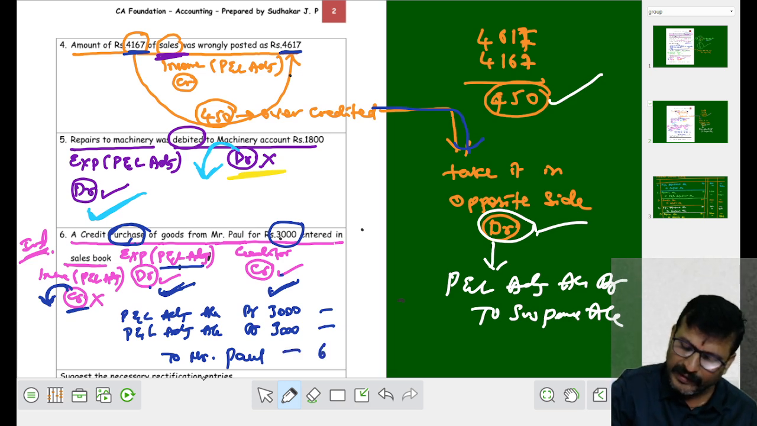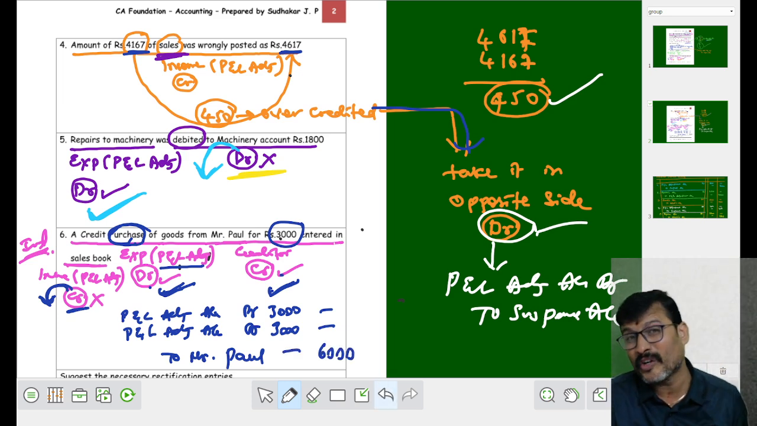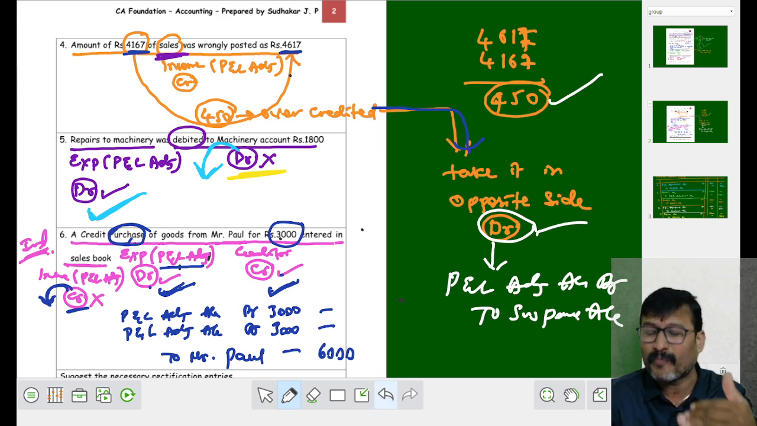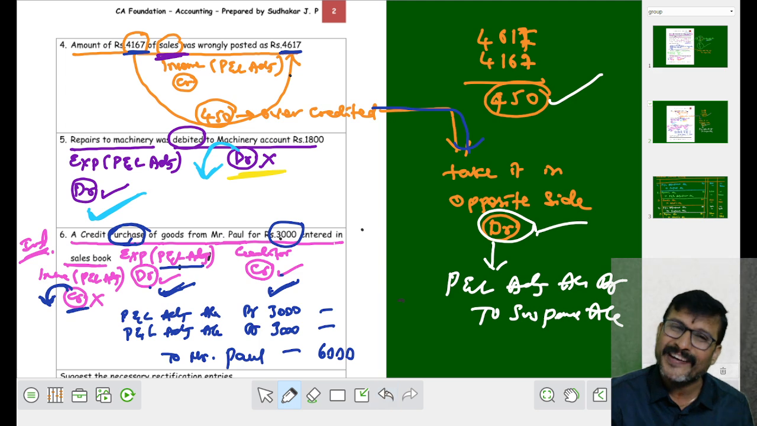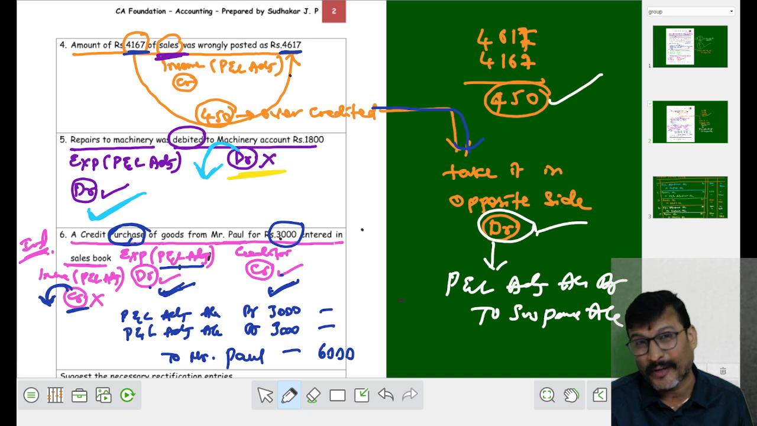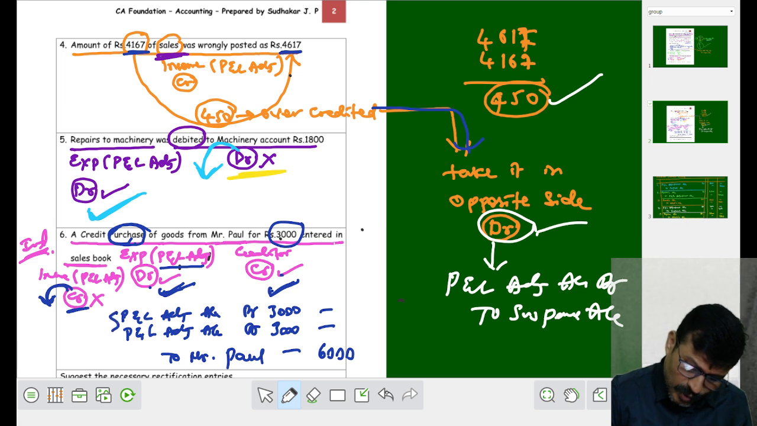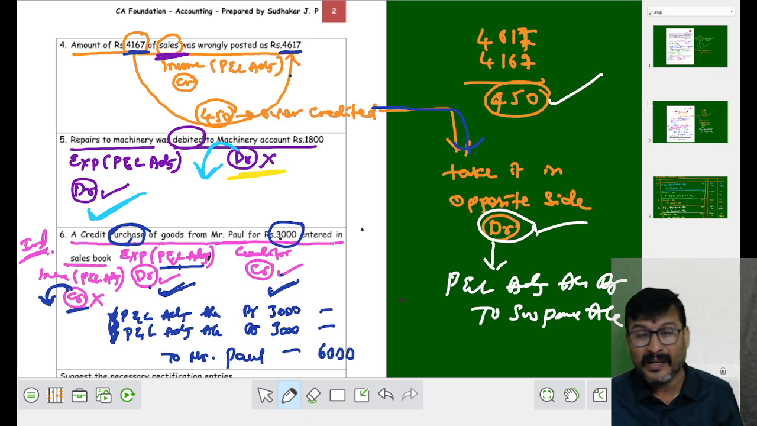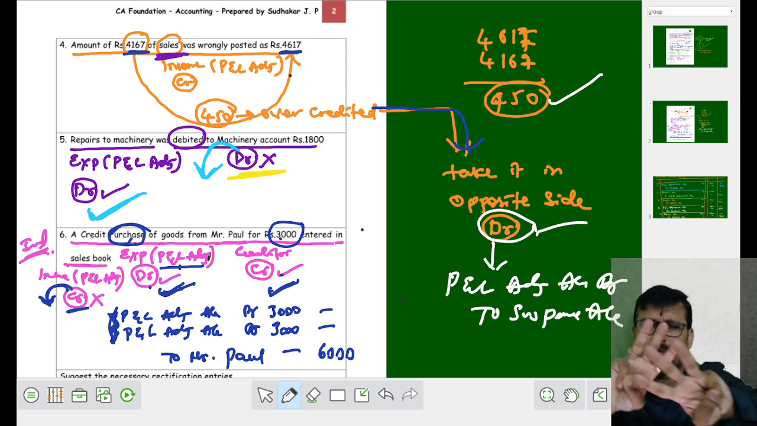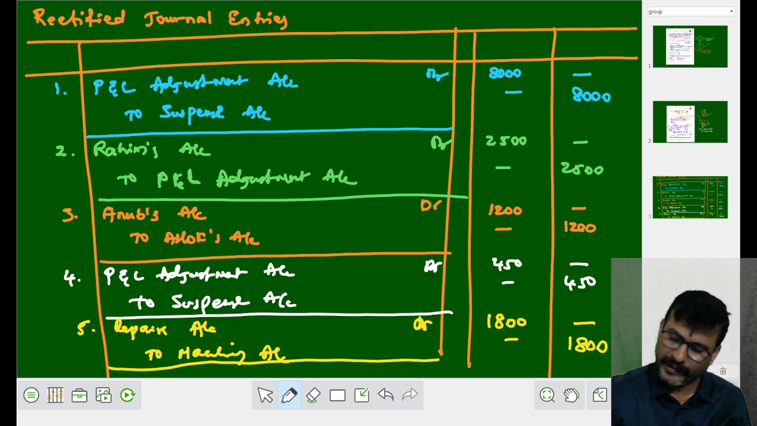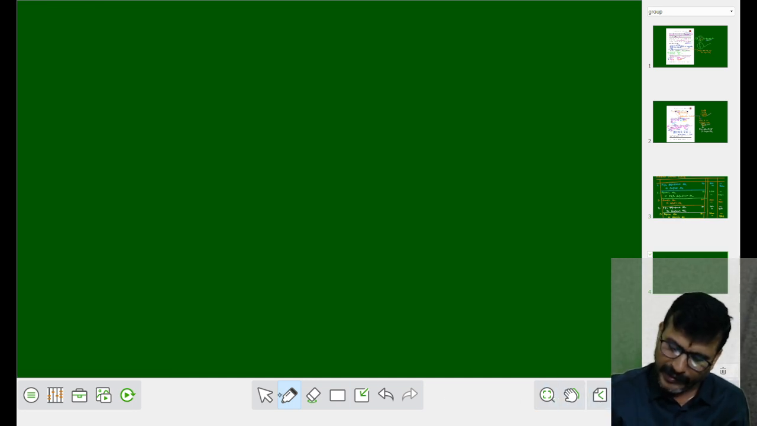Now how much to put for Paul? 6000. Because instead of recording as a purchase, in which Paul is a creditor for you, when you recorded it in sales, you converted him into a debtor. So that's why it comes to double the amount. Now, do you think we can write 2 times P and L adjustment in our account books? No, we have to write only 1 time. That is P and L adjustment account debit 3000 plus 3000, altogether 6000, to Mr. Paul's account. Don't write 2 times P and L adjustment. We have to write only 1 time P and L adjustment account.